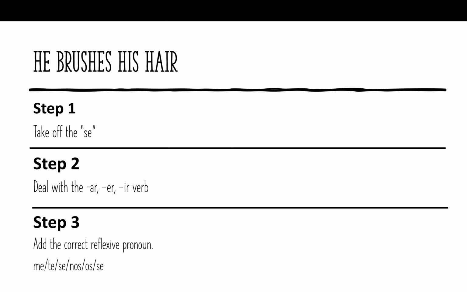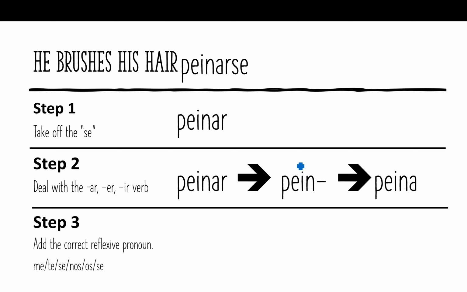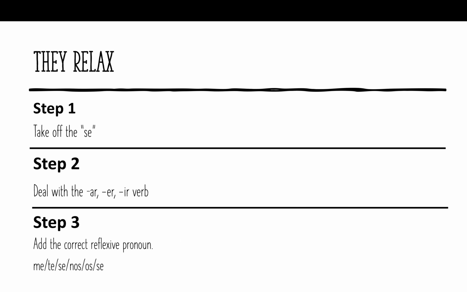Otro ejemplo, he brushes his hair. The verb we need is peinarse. Take off the se, leaving us with peinar. Deal with our AR verb. So we take off the AR to get our stem, which is pein. And then we add the correct ending for he, which is a. And then add in the correct reflexive pronoun, me, te, se, I, you, he, or she. So the correct pronoun is se. Se peina. They relax. Relajarse is the verb.